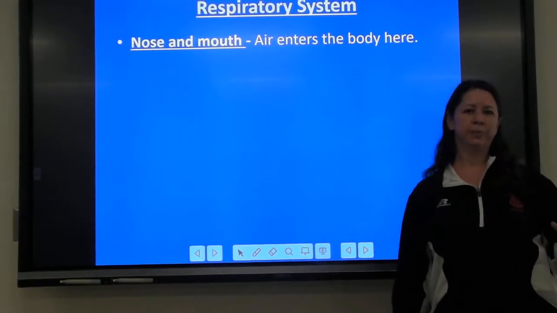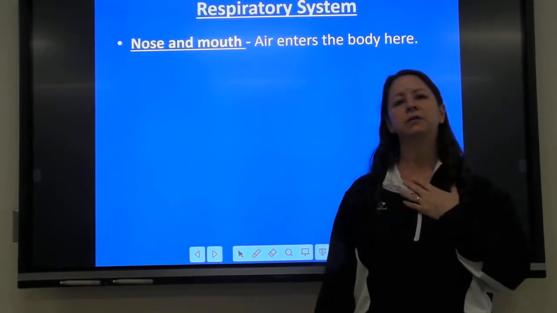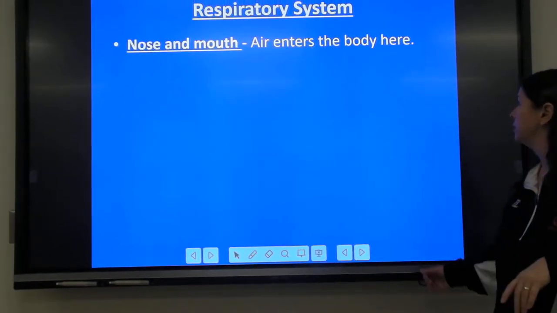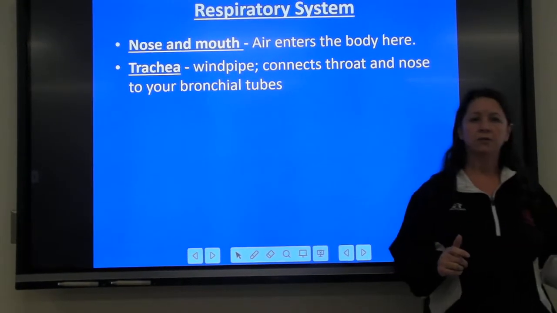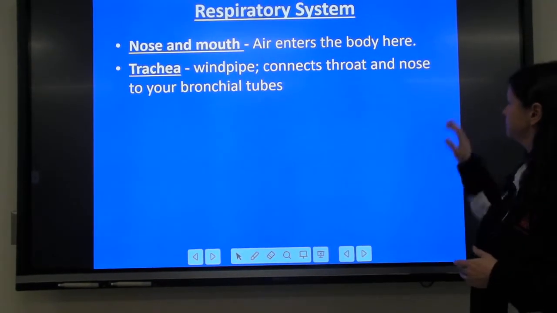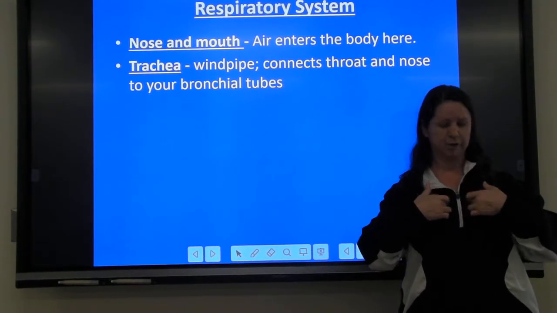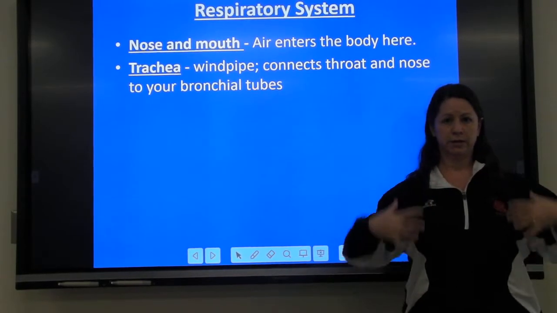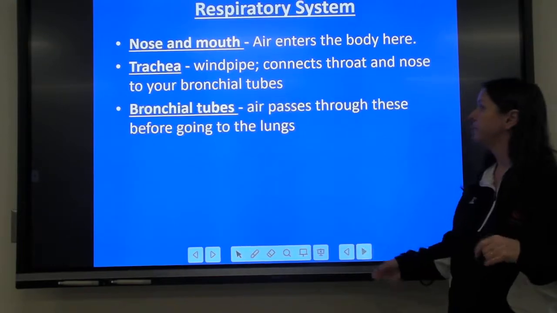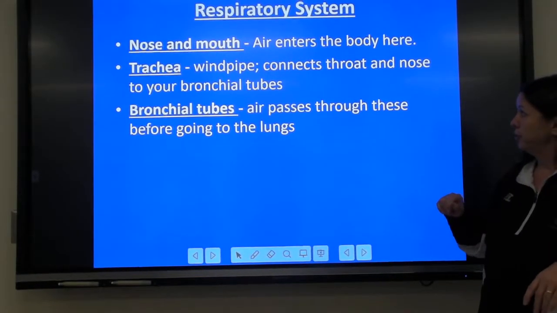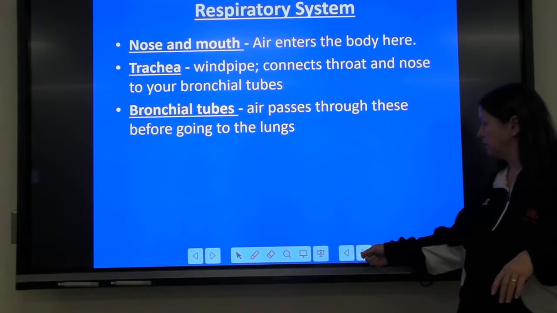Air enters your body through your nose and mouth. So you can breathe in through your mouth and that'll carry it to your lungs, or you can breathe in through your nose. Okay, so that's where air enters the body. The trachea is also sometimes called the windpipe, and that connects the throat and nose to your bronchial tubes, which are down here where the branches happen, so you can get your oxygen into two separate lungs. The bronchial tubes are what the air passes through just before going into the lungs.